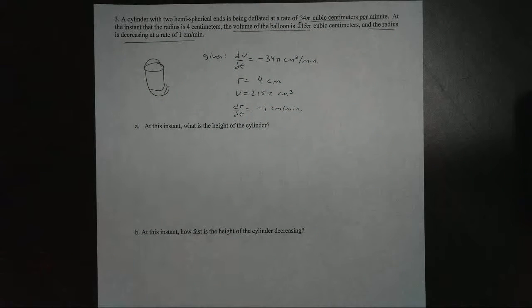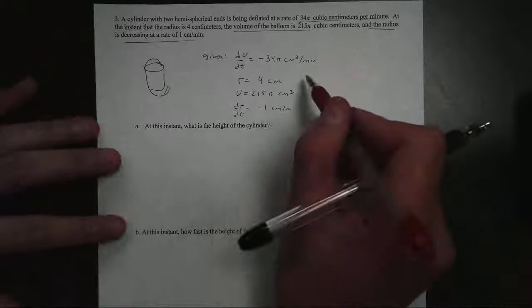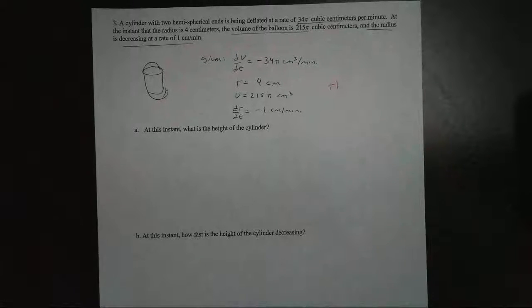So they gave me all this information. I'm going to write it down. And on the AP test, you know what? They're going to give you a point just for writing down all your givens right there. Now, part A is not really a calculus question, just more of an algebra one. It's asking us, at this instant, what's the height of the cylinder?